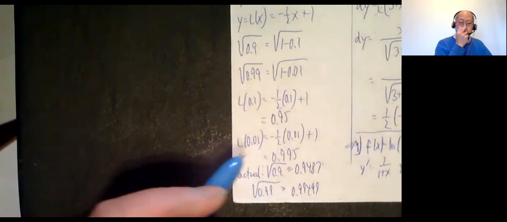Okay, the problem's finished, but just for fun, just compare this. You can actually punch this in your calculator. Square root of 0.9 comes out to be 0.9487. My approximation was 0.95, pretty good. And if you punch this in your calculator, square root of 0.99, it comes out to be 0.99499, which is very close to 0.995. Okay, so that's how you do number 5.